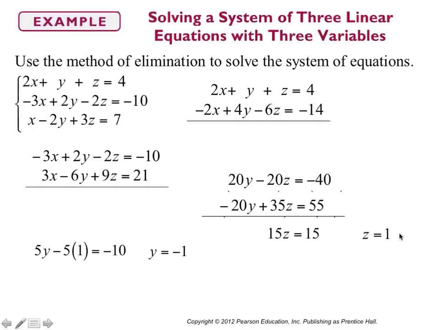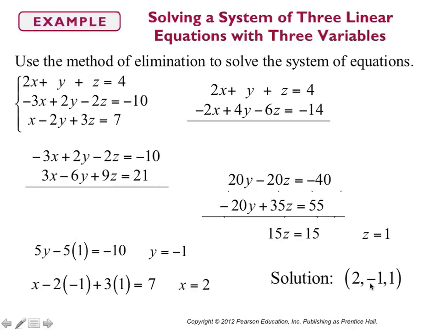And then at this point, once you have two of your variables, it doesn't matter which two, you can use any of the originals to solve for that last one. So we're going to use this third original equation, x minus 2y plus 3z equals 7. We substitute negative 1 in for y and 1 in for z. So we have x minus 2 times negative 1 plus 3 equals 7. And we get x equals 2. So the way that we want to write this is 2, comma, negative 1, comma, 1. When we have three coordinates, we write it as x, comma, y, comma, z.